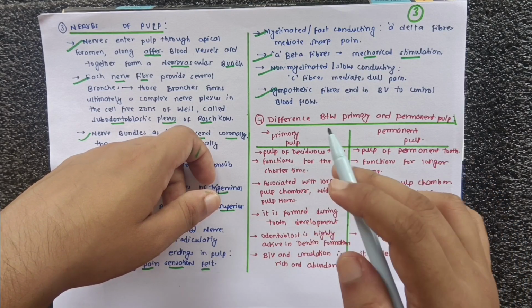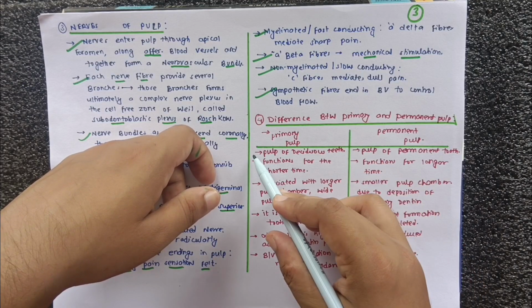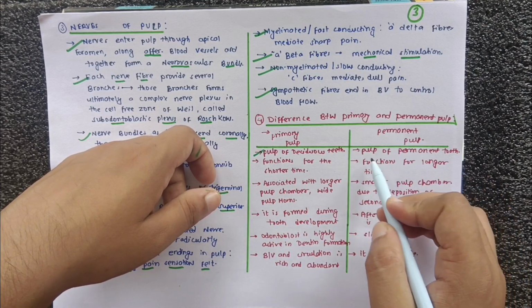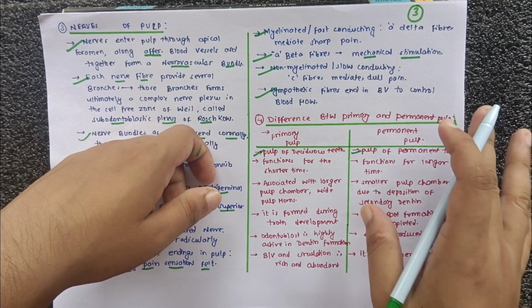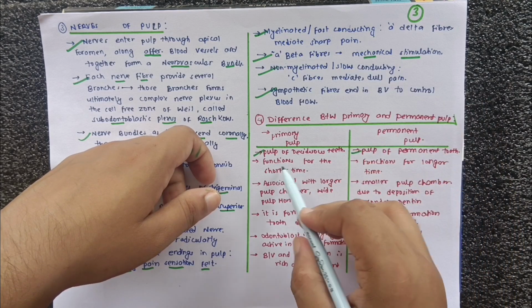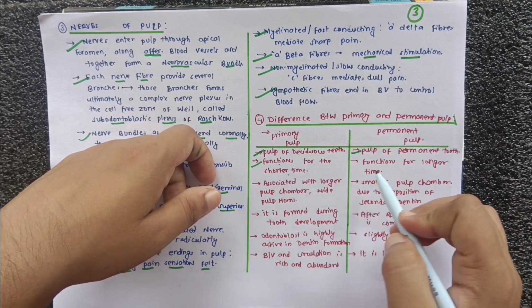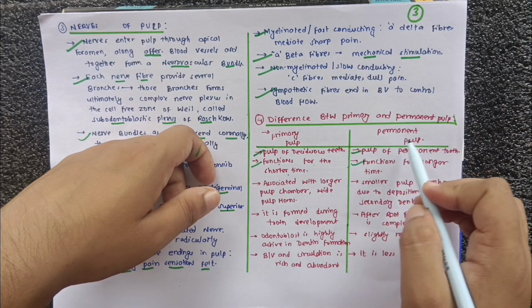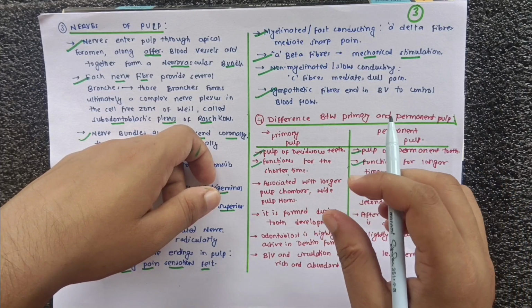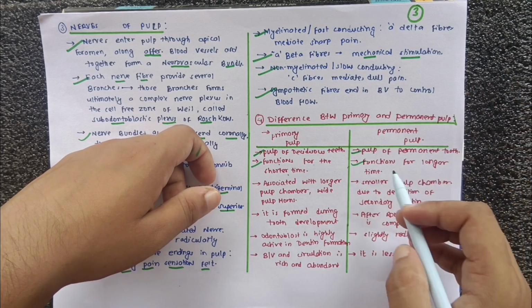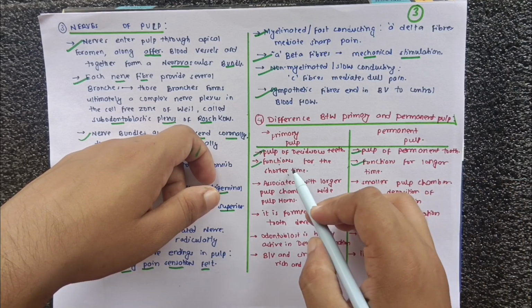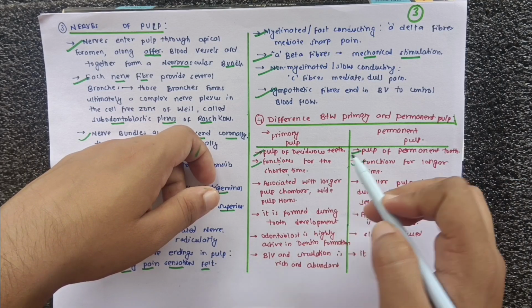Primary pulp means the pulp that is present in the deciduous or primary teeth, and permanent pulp is the pulp that is present in the permanent tooth. After that, function: the primary pulp functions for a shorter time, and the permanent pulp functions for a longer time, as the permanent tooth lives for a longer time.